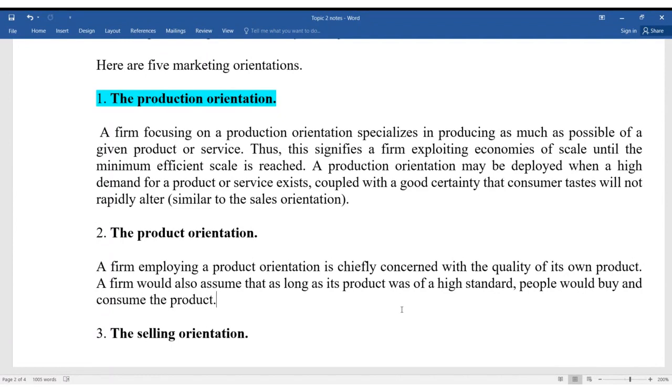How do we apply it today? Application. How do we apply it today? How would marketers apply this particular concept today? Let me hear your contributions. How would marketers apply this today?